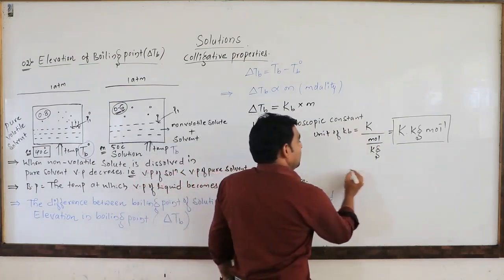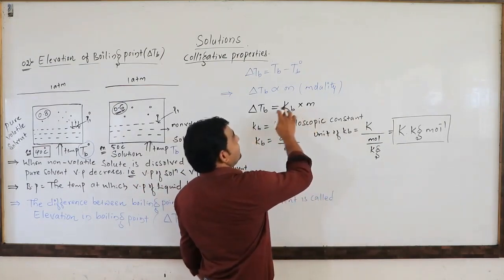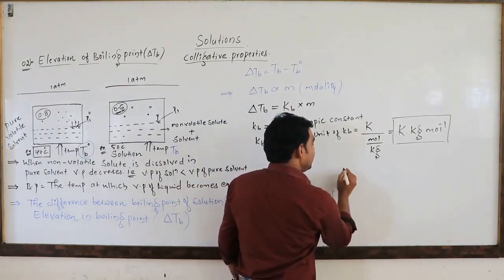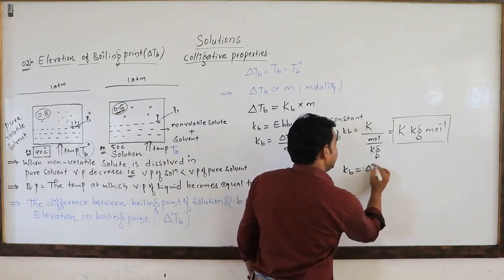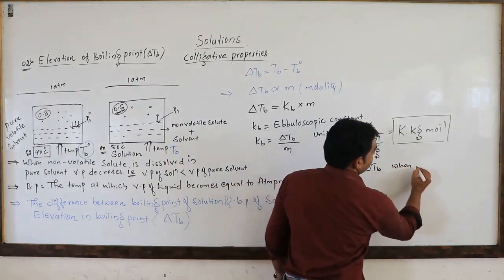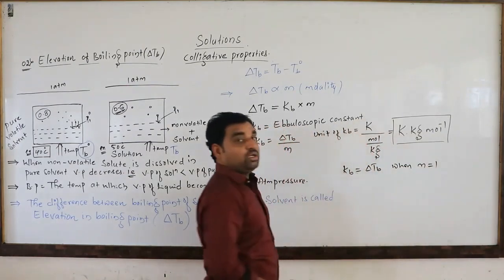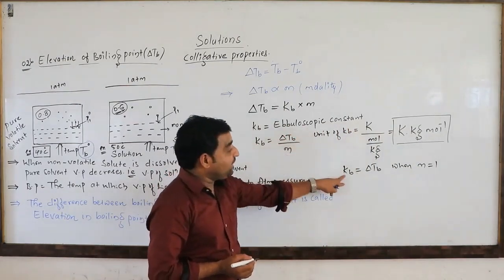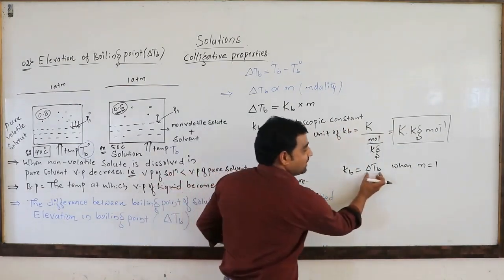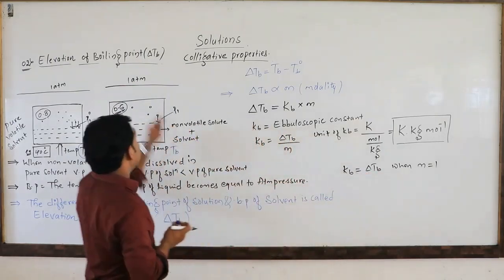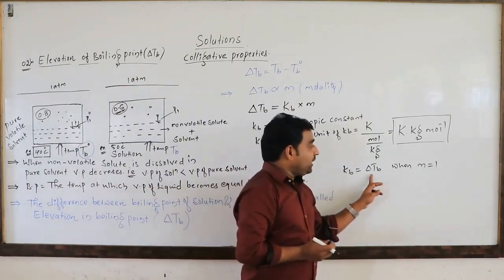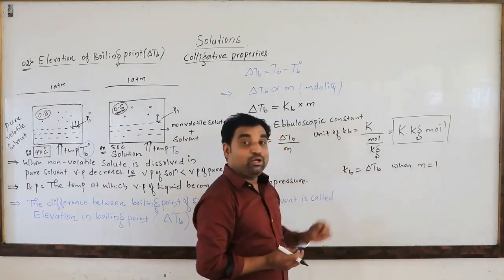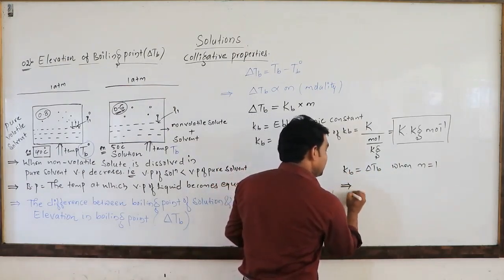Now when the molality is equal to 1, in such cases delta Tb is equal to Kb. Kb is equal to delta Tb when molality is 1. How to define the ebullioscopic constant or boiling point elevation constant Kb? Delta Tb is nothing but the elevation in boiling point. The elevation in boiling point when the molality of the solution is unity is called the ebullioscopic constant. That is the definition of Kb.